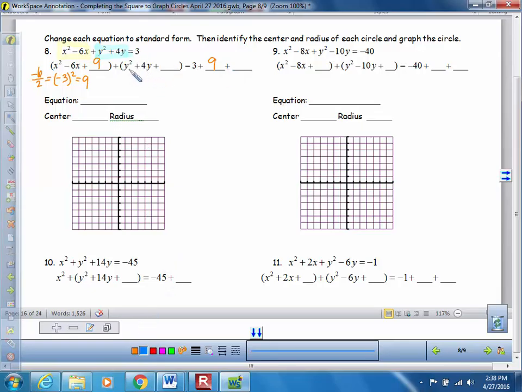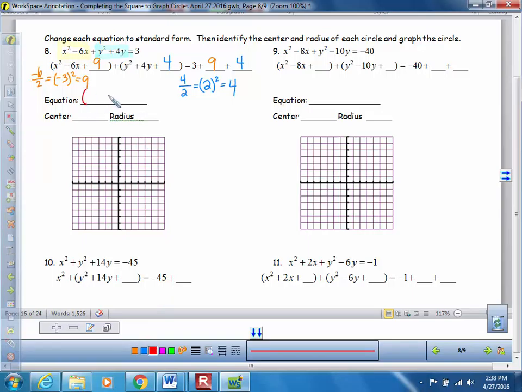Then we're going to complete the square for my y's. So I'm going to take 4. I'm going to divide that by 2. That's going to give me 2, and then I have to square that. So when I complete the square, my number is 4. And so if I put a 4 on the left-hand side, I also have to put it on the right-hand side. Now, writing the equation is actually the easiest part.